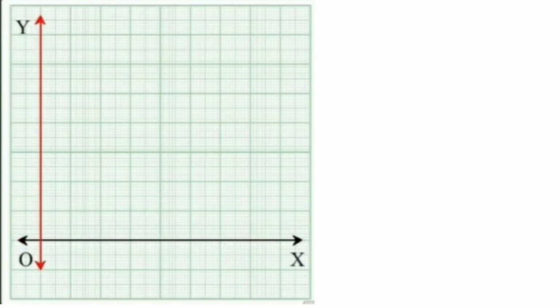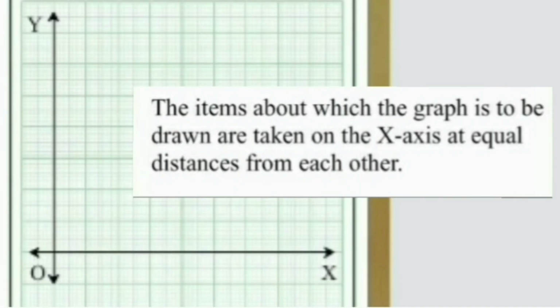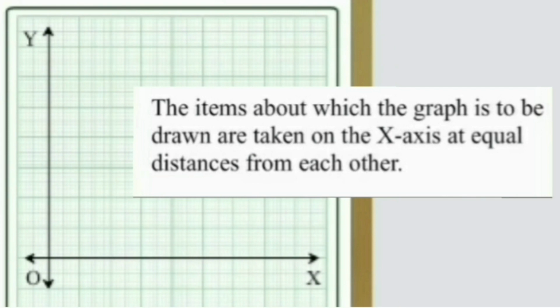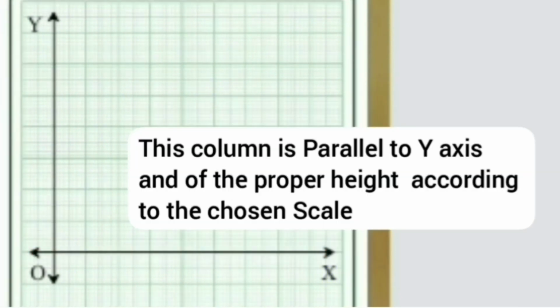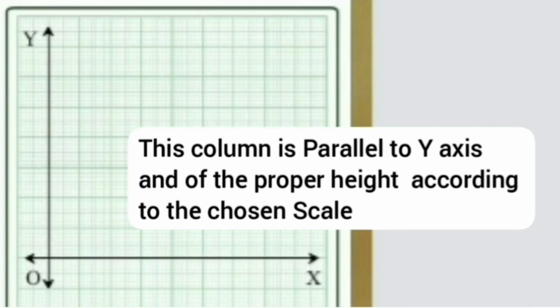Understand, the items about which the graph is to be drawn are taken on the x-axis at equal distance from each other. The number related to each item is shown above it by a vertical column. This column is parallel to the y-axis and of the proper height according to the chosen scale.